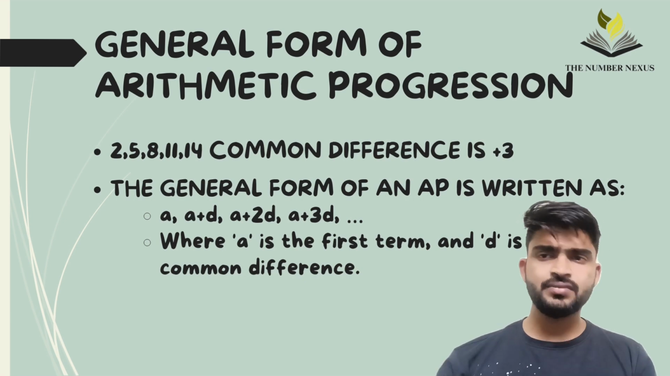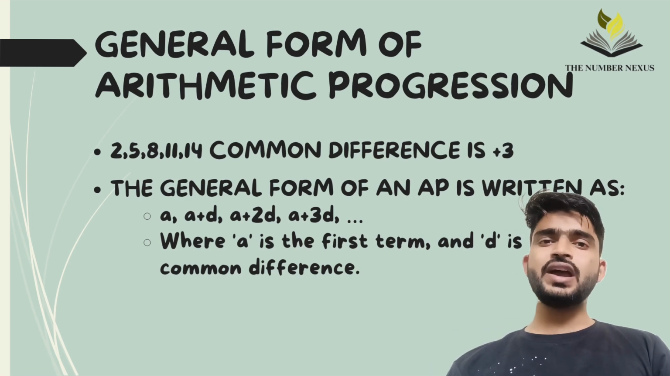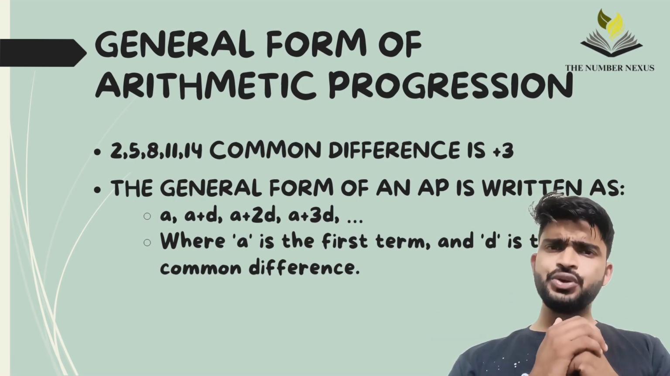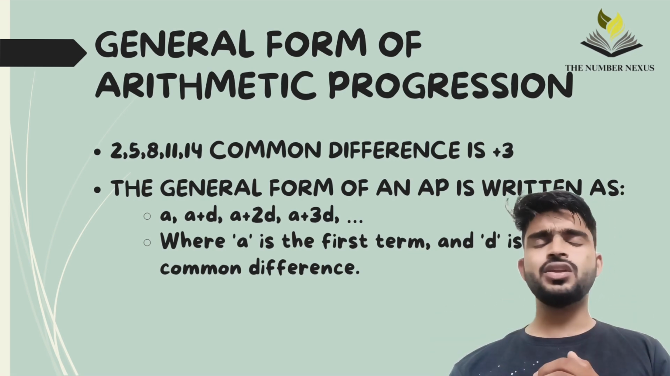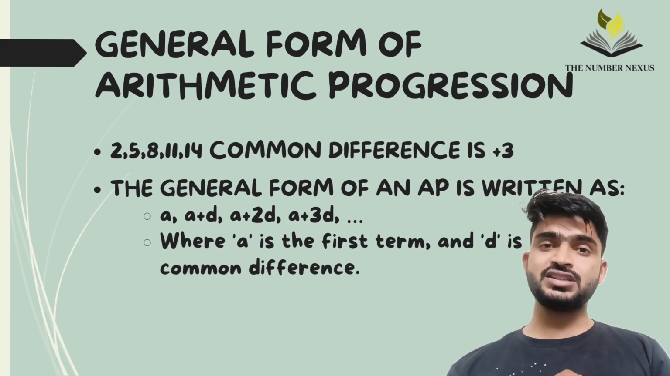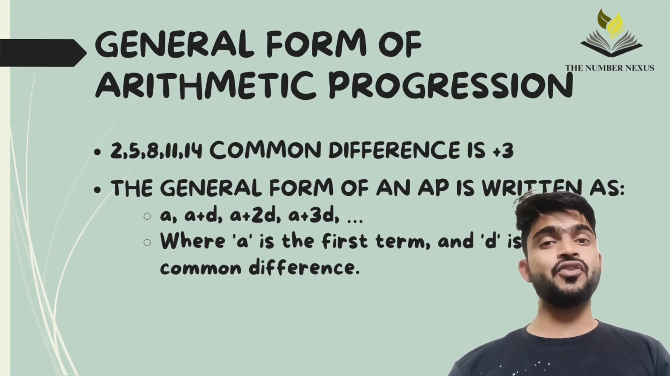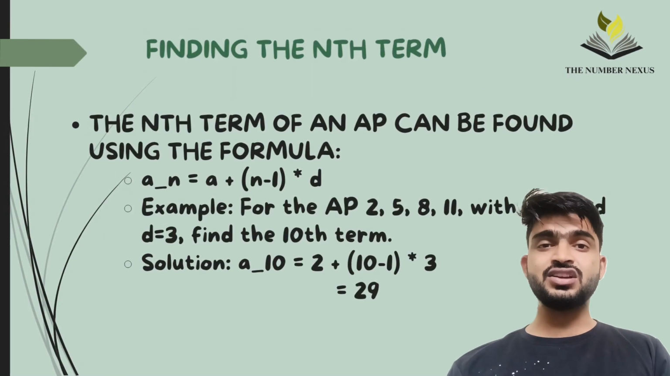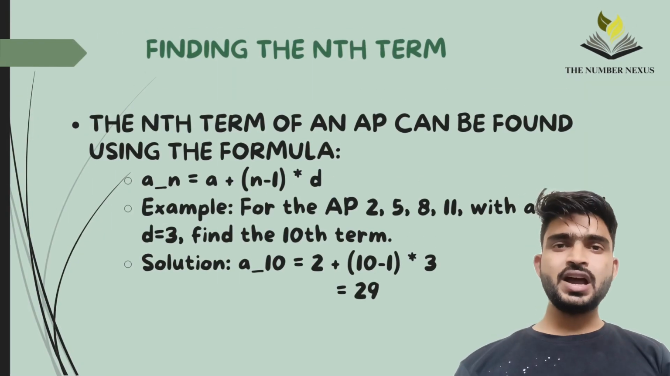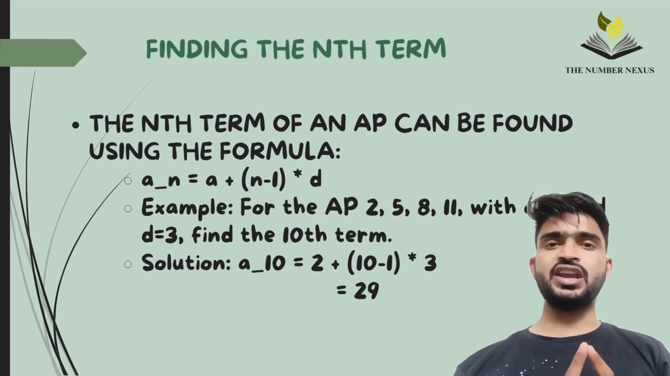Let's break it down. Now, what if I ask you to find the 10th term of the sequence? Are you going to add 3 again and again? No. Here is a smarter way. The nth term of an arithmetic progression is given by a_n, and the formula for a_n is equal to a plus (n minus 1) into d. This formula helps you to find the nth term of any AP.